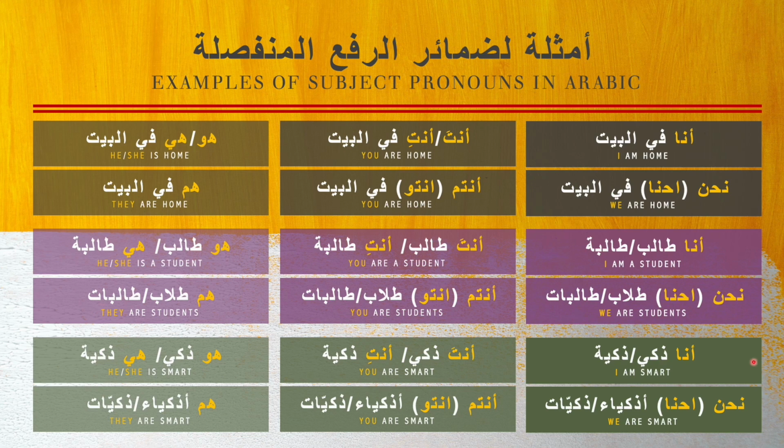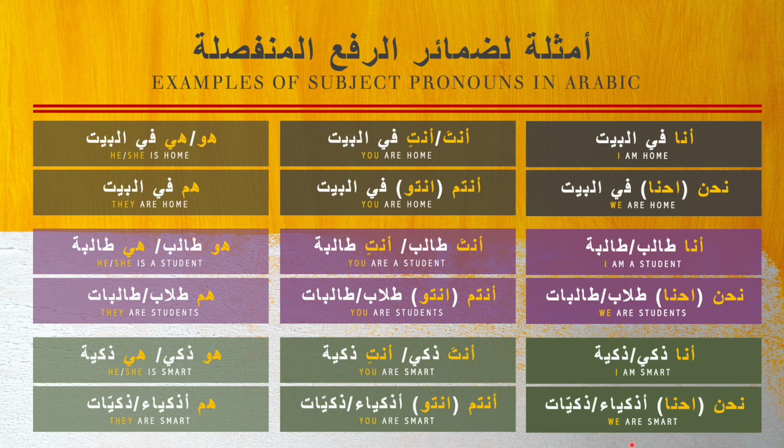The last example, I am smart. Smart is an adjective. Adjectives are similar to nouns in Arabic. They can be feminine, masculine, singular, plural. So let's go. I am smart. أنا ذكي, masculine. أنا ذكية, feminine. We are smart. نحن أذكياء. إحنا أذكياء, depends on the dialects, but for all masculine plural. نحن ذكيات. إحنا ذكيات, for plural feminine.